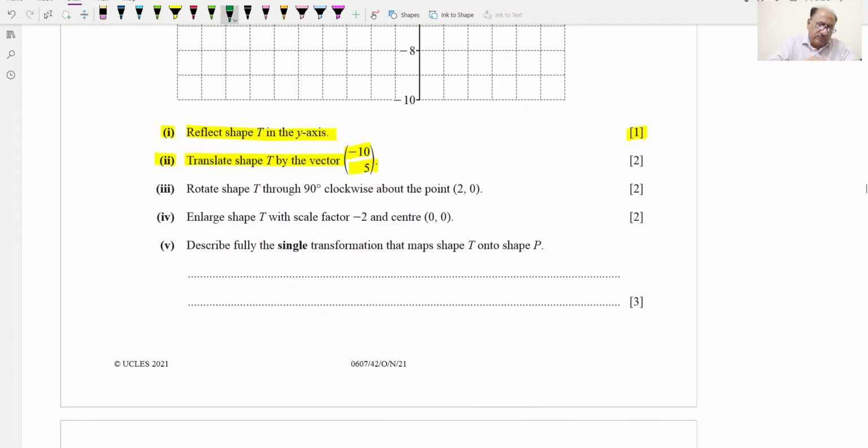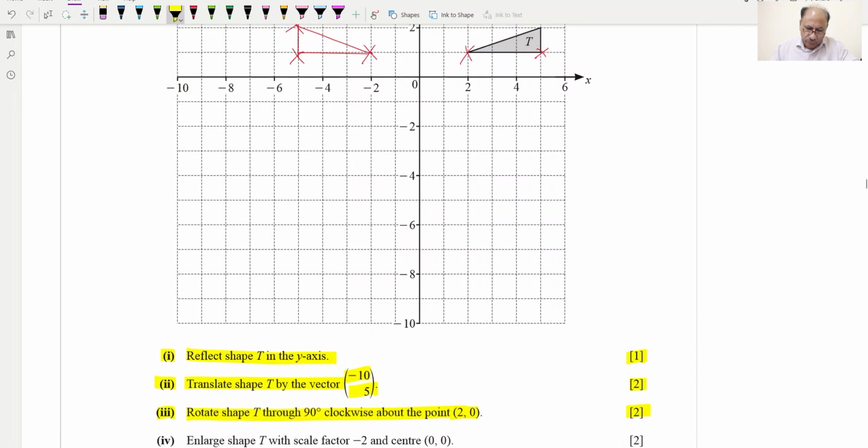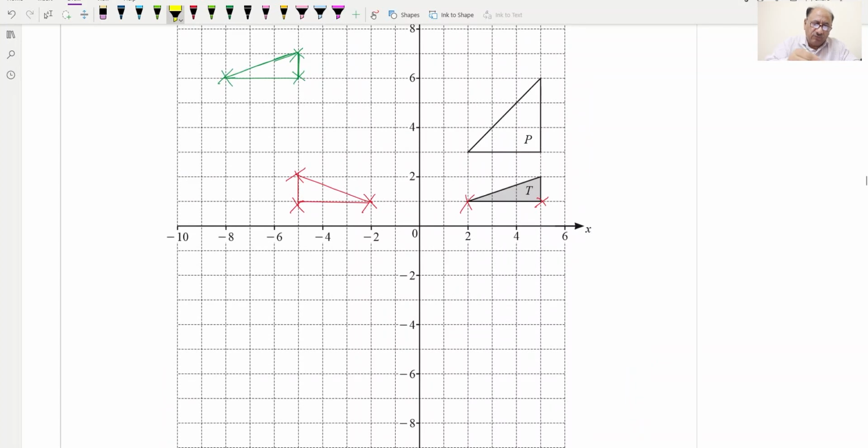Now the next part 3, rotate shape T through 90-degree clockwise about the point (2, 0). Tracing paper you can use, that is the easiest approach, but because I'm solving on the screen, I'll have to use the other method. So first of all we will figure out the point (2, 0). So (2, 0) is this point.